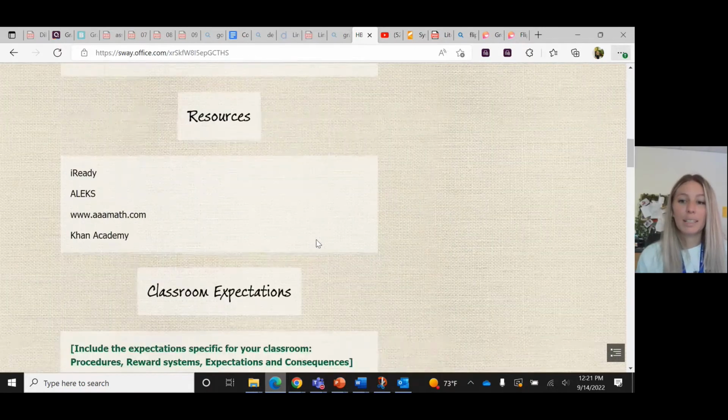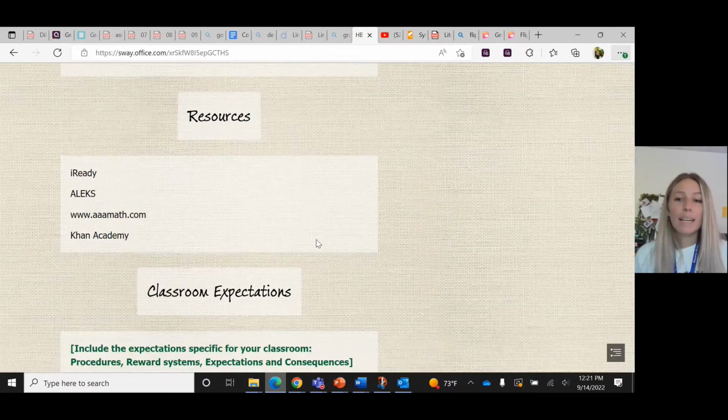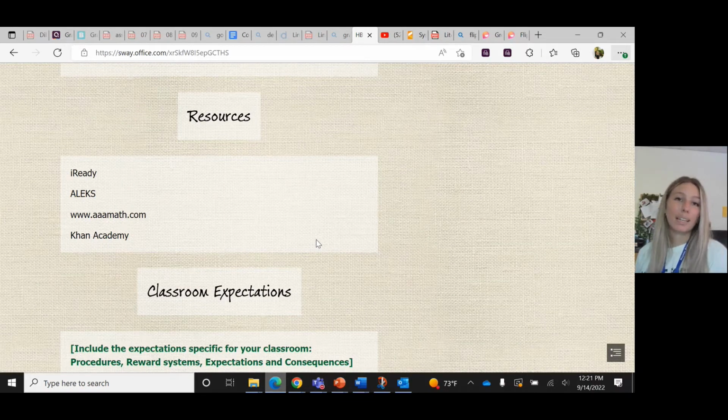Some resources we use in class. iReady is a great resource to hit prerequisite standards. So sometimes the students will have iReady, but as a high school class, we tend to always use something called ALEX. ALEX is a resource that the high school uses because ALEX hits the high school math standards, where iReady hits the middle school math standards.